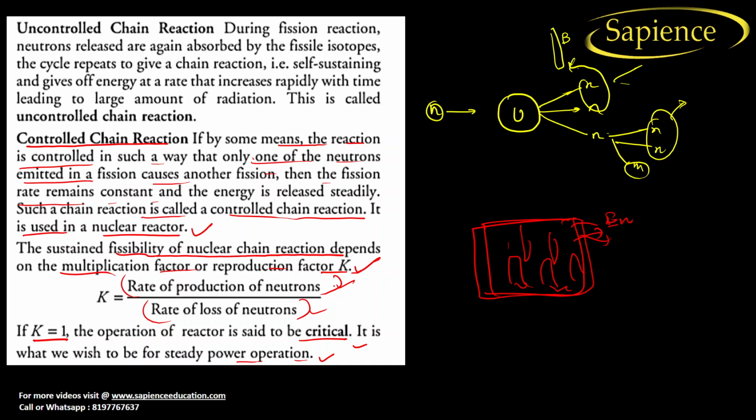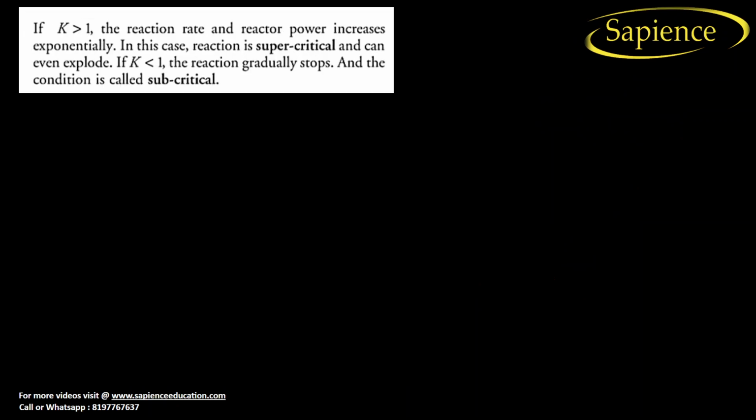So critical condition is the steady power operation. Now, if K is greater than 1, what will happen? The reaction rate and the reactor power increase exponentially, and in this case the reaction is supercritical and it can even explode. So it is not required. And if K is less than 1, the reaction gradually stops, and thus the condition is called subcritical.